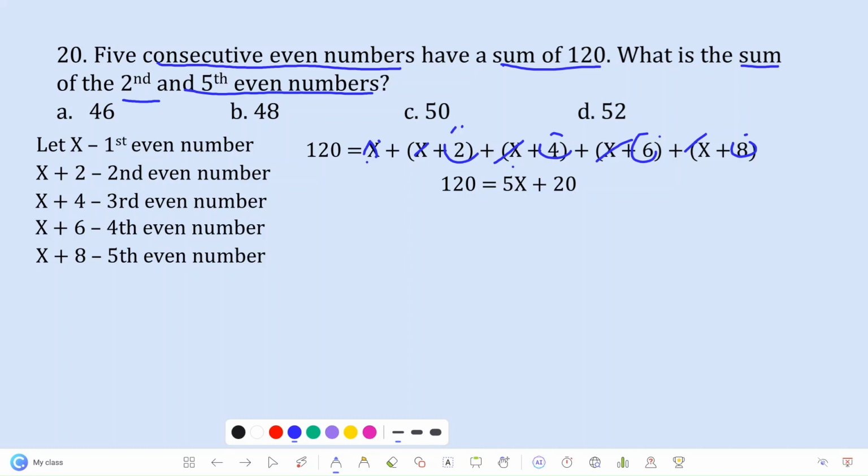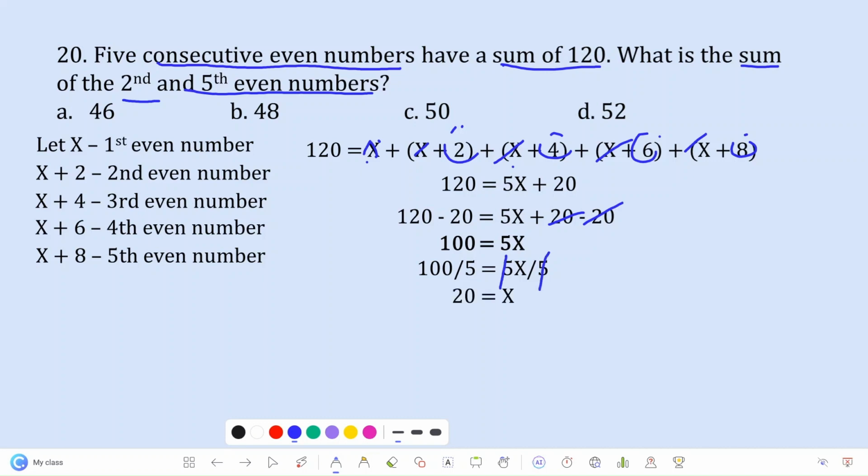Ngayon, magsasubtract tayo ng 20 sa both sides of the equation. And we can cancel 20 here. So we will have 120 minus 20 is 100 is equal to 5x. Now, to totally isolate x, we will divide both sides of the equation by 5. So that is 100 over 5 is equal to 5x over 5. Makakancel natin dito ang 5. And 100 over 5 is equal to x is equal to 20. Ngayon, hindi pa ito. Ito pa lang yung first even number.